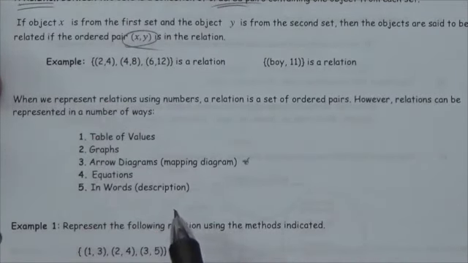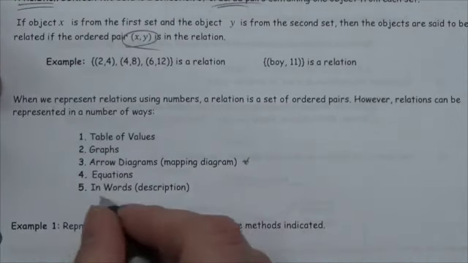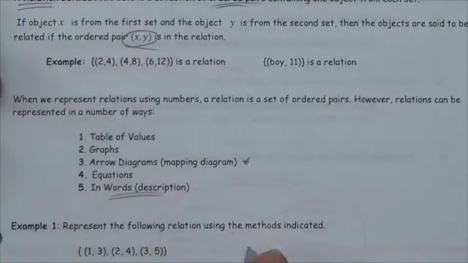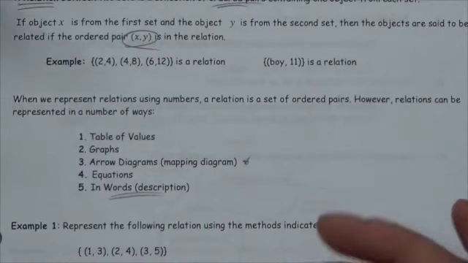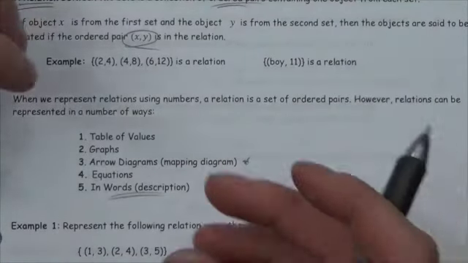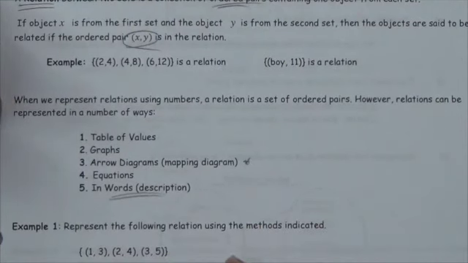Equations are great when they apply, when they work, and in words you can have a description. Got to be careful with this one though. This tends to be a little bit more difficult, because you think about the issues that a lot of us have with word problems. Converting back and forth between English and the mathematical notation is not always easy. But that is another way that we can represent a relation. And I'm sure there are more. Now we're going to take a look at some examples.